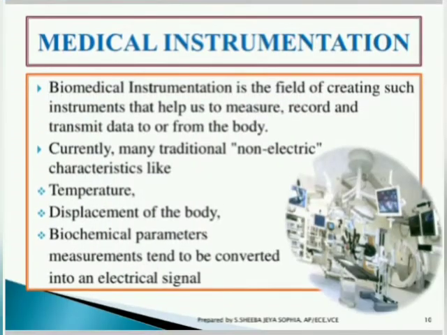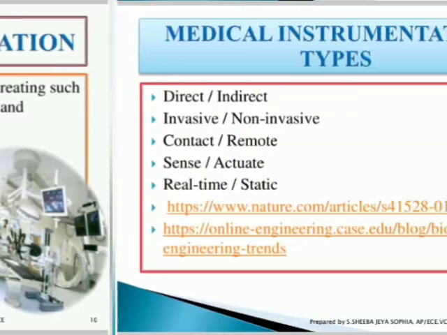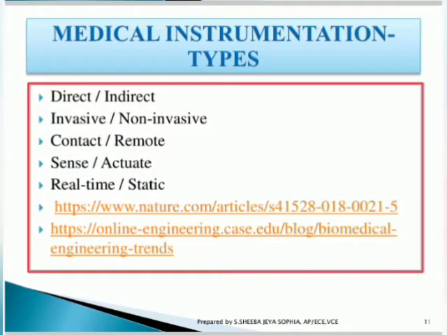Regarding medical instrumentation, biomedical instrumentation is a field of creating instruments that help us to measure, record and transmit data to or from the body. It measures many parameters like temperature, displacement, biochemical parameters, etc. There are many types of medical instruments available like direct or indirect devices, invasive and non-invasive types, contact and remote sensing devices, sensing and actuating devices, real-time and static devices.